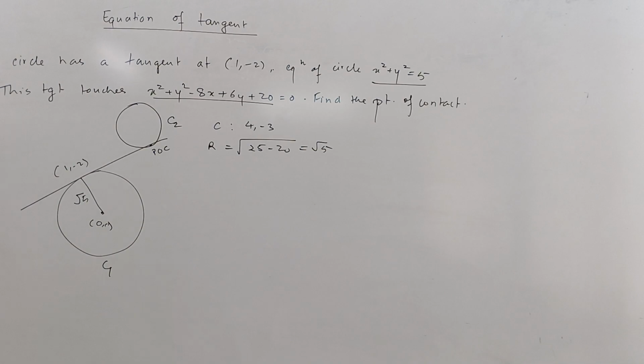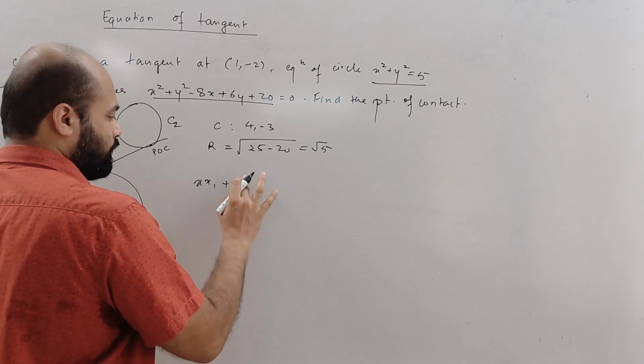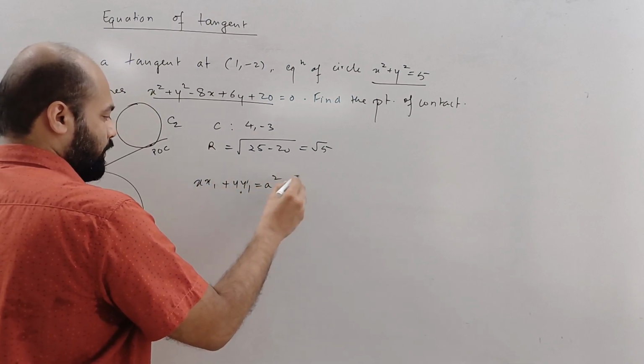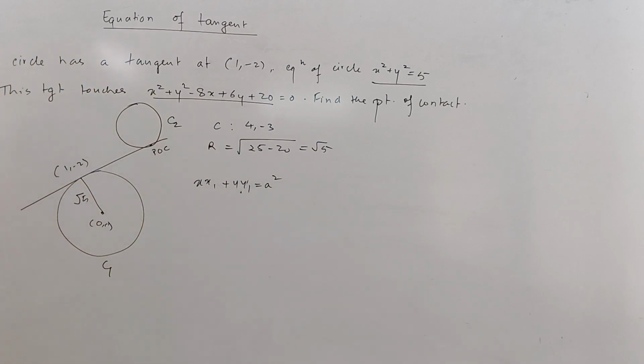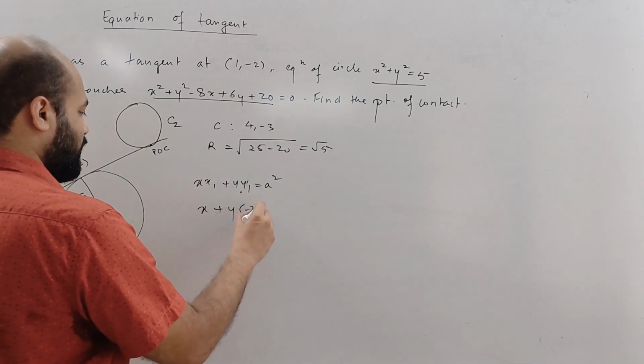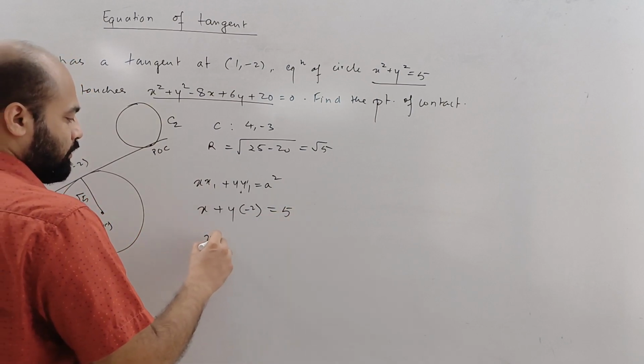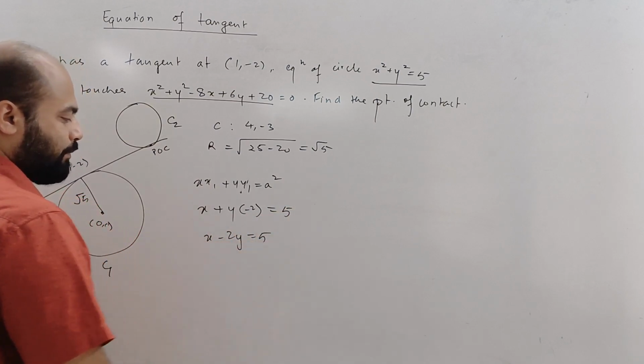For now, I know that I can write the equation of this tangent. So we know that if there's a point of contact given, then we can definitely use this equation of the circle, x x1 plus y y1 equals to a square. Now over here, x1 and y1 is given to us, which is 1, minus 2. So let's put it over here, x plus y into minus 2 is equal to 5. That means this is the equation of the tangent.